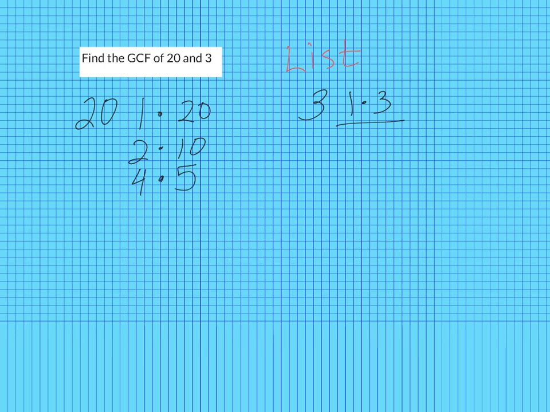So as I'm looking at these numbers, I'm noticing, well, they don't have a lot in common, but they still have one thing in common, and that's the number 1. So when we are doing numbers that don't have anything else, you can still list 1 as the greatest common factor. So in this case, my greatest common factor is 1.